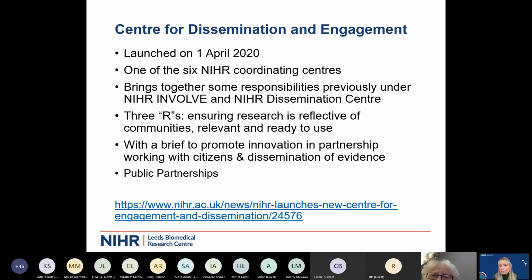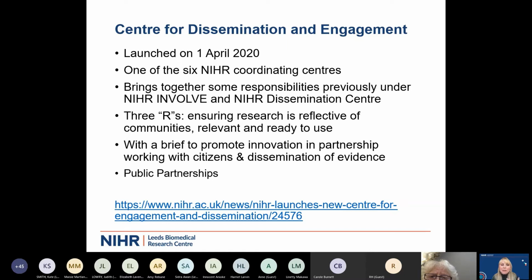So most of the resources are still on the Involve website, and we will let you know when they are changed over to the Centre for Dissemination Engagement. They bring together the responsibilities that were previously under Involve and the Dissemination Centre. I think it's really important to think about the fact that those two things have come together, and that dissemination is going to become more and more important in terms of how we reach our public partners.